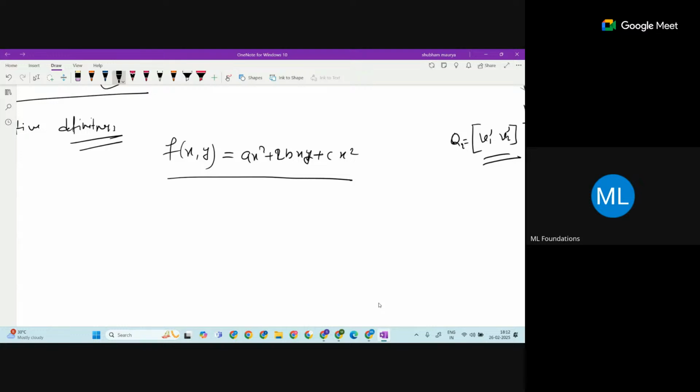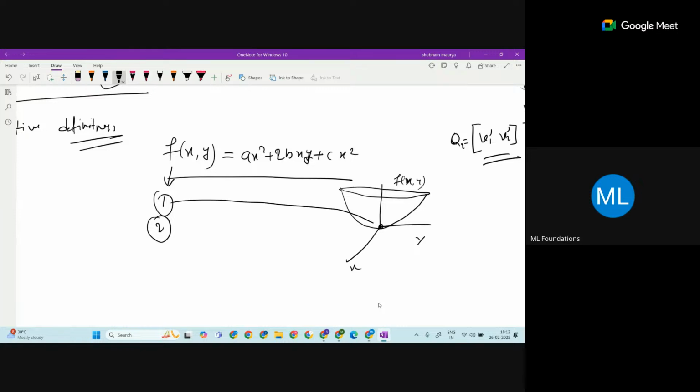when there are two conditions. We'll call this function positive definite when it passes through the origin, meaning the graph of the function. Suppose I graph it with axes x, y, and z, where z is f of x, y. It should pass through the origin. The first condition is this one, and the second condition is that except at 0, all values are positive.